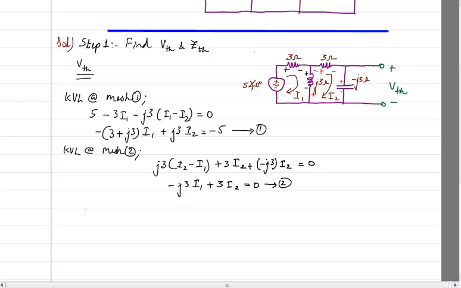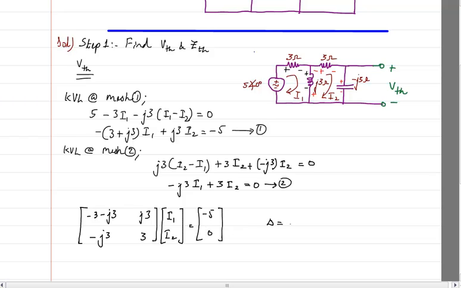For solving this, I will have to use the matrix method. You all know the matrix method, which is minus (3 plus j3), now I have taken it inside the bracket. Then j3, this is going to be minus j3, and this is 3, and here I have I1 and I2, which will give me minus 5 and 0.